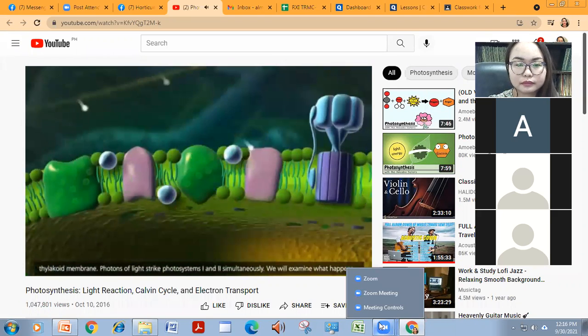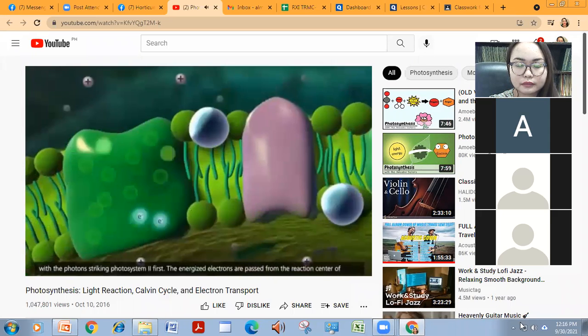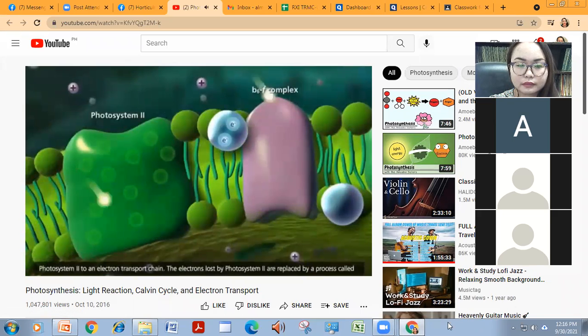Photons of light strike photosystems 1 and 2 simultaneously. We examine what happens with the photons striking photosystem 2 first. The energized electrons are passed from the reaction center of photosystem 2 to an electron transport chain.